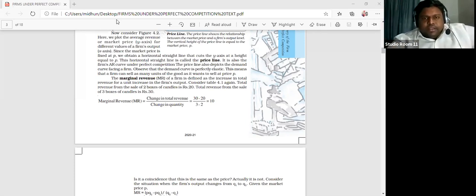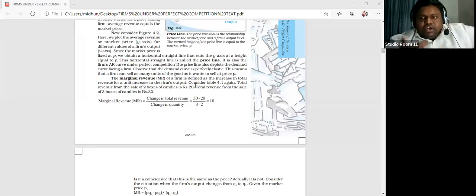Marginal revenue, MR, of a firm is defined as the increase in total revenue for a unit increase in the firm's output. Underline that. So marginal revenue means nothing but the increase in the total revenue related with the increase in the firm's output.